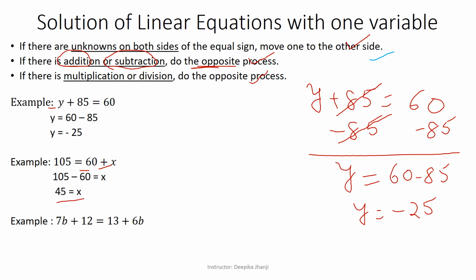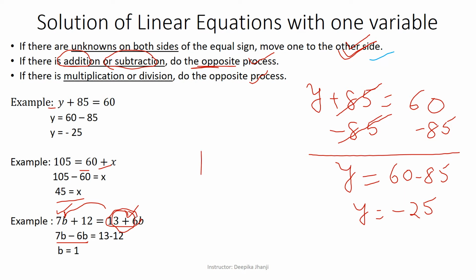Next, 7b plus 12 is equal to 13 plus 6b. As I said, you need to bring the variables together first of all, right? Now you can see 7b on one side and 6b on the other side. Let's bring them together first. So here I'll combine the b terms, 7b. 6b when it goes to the other side becomes negative 6b, right? Because it's being added here. To bring it to the other side, we'll do the opposite process. So it becomes negative 6b.